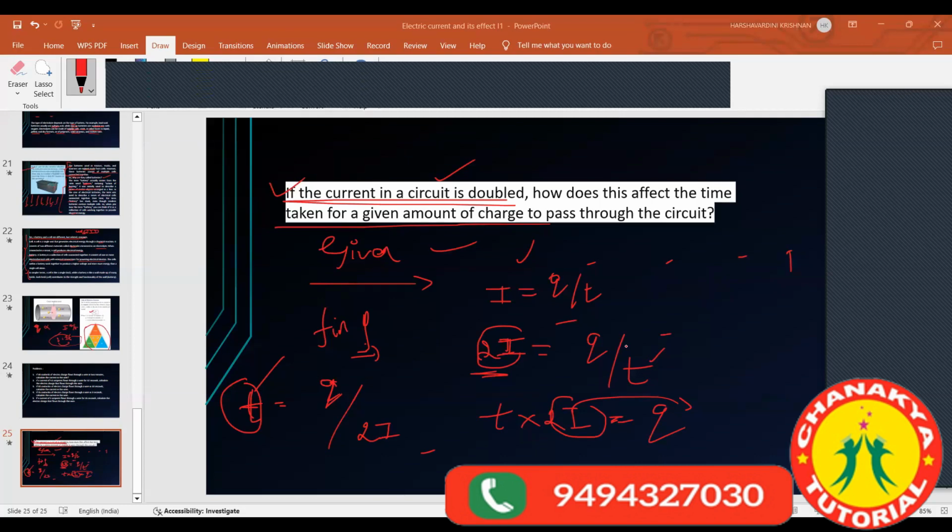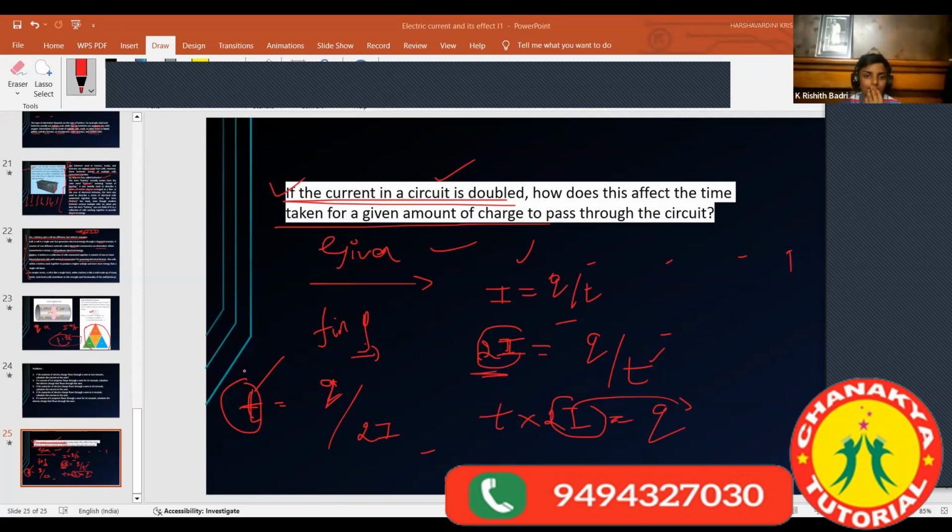That means, ma'am, if the I is smaller, then the time is greater, and if the I is greater, then the time is decreasing. That's what we were discussing yesterday, right?